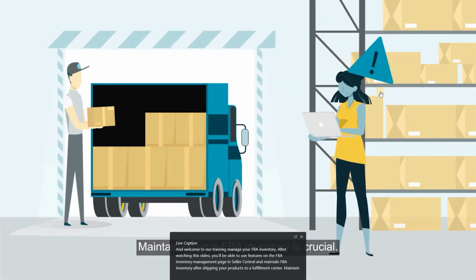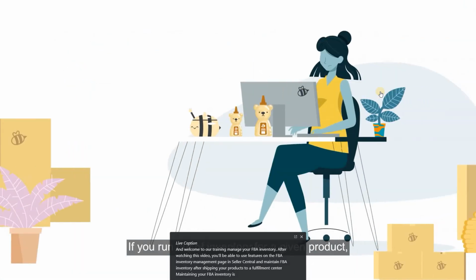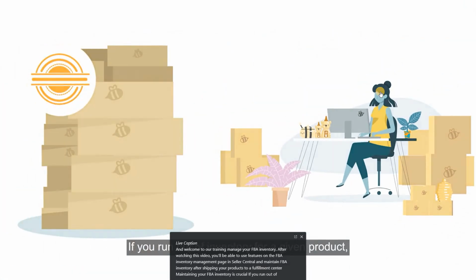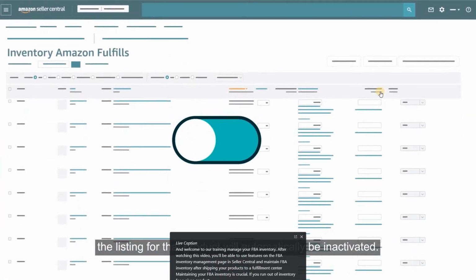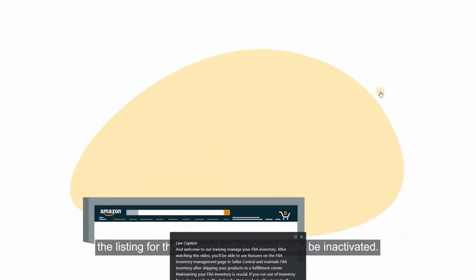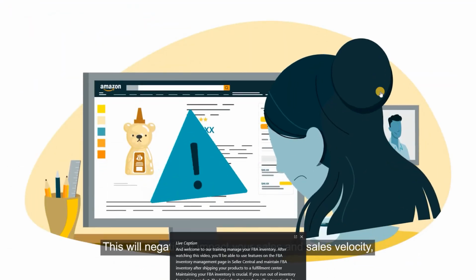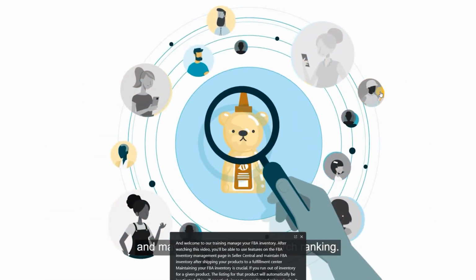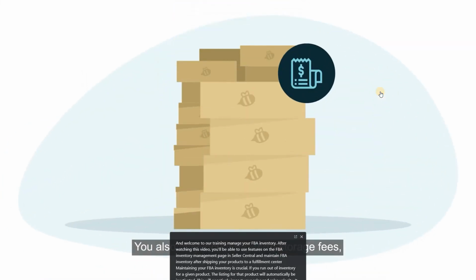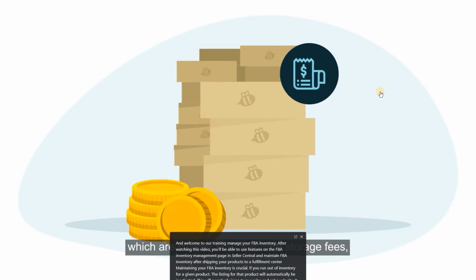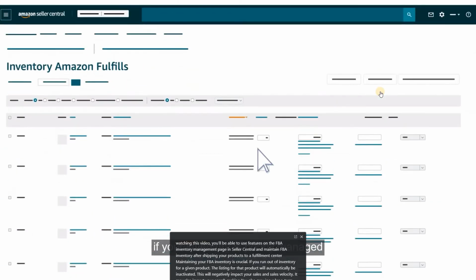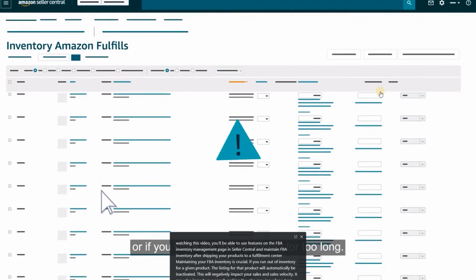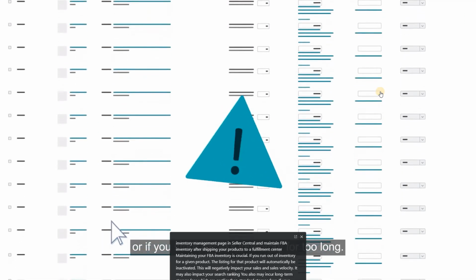Maintaining your FBA inventory is crucial. If you run out of inventory for a given product, the listing for that product will automatically be inactivated. This will negatively impact your sales and sales velocity, and may also impact your search ranking. You also may incur long-term storage fees, which are costlier than standard storage fees if your inventory is poorly managed or if you store excess inventory for too long.